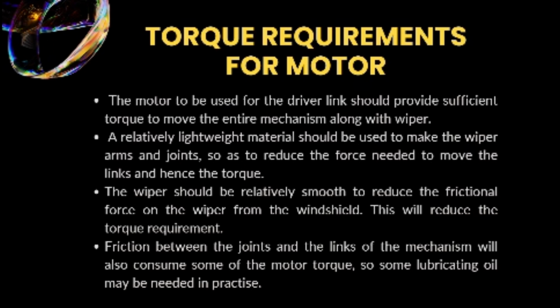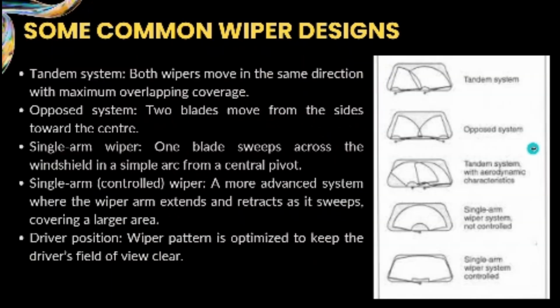There were different torque requirements for the motor. The motor used for the driver link should provide sufficient torque to move the entire mechanism along with the wiper. A relatively lightweight material for the wiper arms and joints would reduce the force, and the torque would have a very low value. The wiper should be relatively smooth so that the friction force would be very low, so the torque requirement would be very low. The friction between the joints and the links of the mechanism will also consume some of the motor torque, so lubrication would help in making the motion smoother.